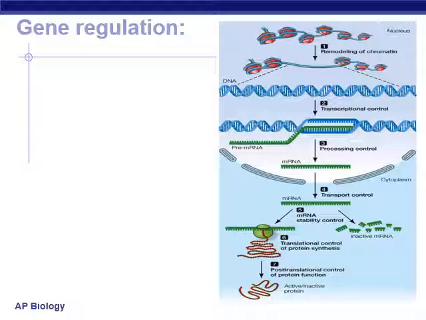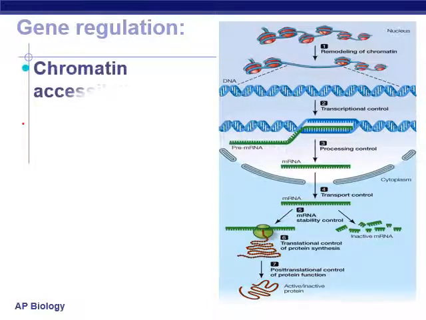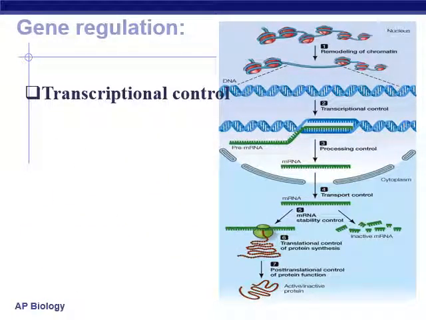There are six primary levels for the control of the activity of the genes. First, chromatin accessibility. Chromatin accessibility determines which genes are transcribed to form messenger RNA. Second, transcriptional control. Transcriptional control determines which of the particular genes will be transcribed.